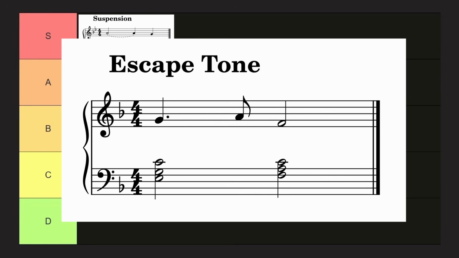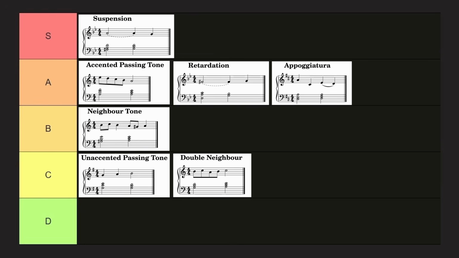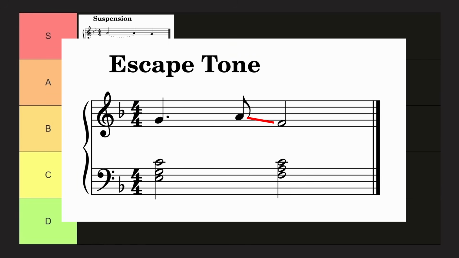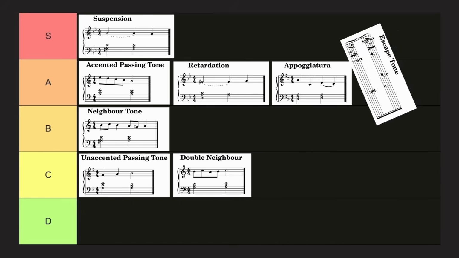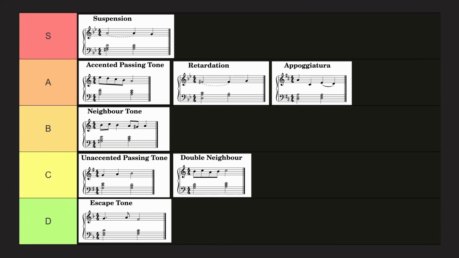Sounds perfectly fine. Now, remember how I said this NHT resolves by leap? In fact, it's the only one on the list that does this. This might be controversial, but something about that just doesn't sit right with me. It feels spiritually wrong to do that, and I think we should make it illegal. So for that reason, I'm going to be placing the escape tone in the D tier.